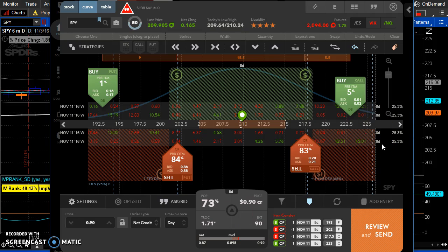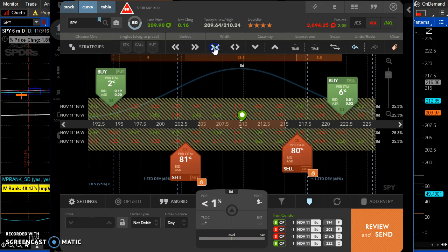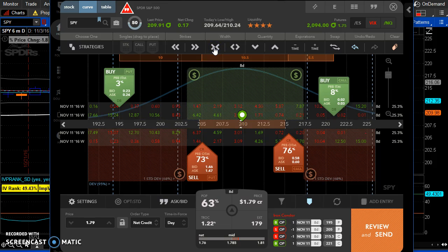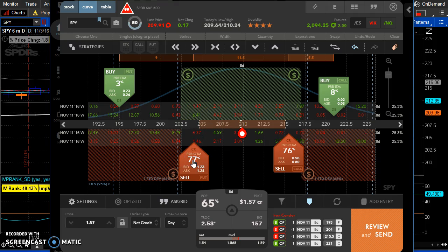So if you want to make a play like that, you can. You want to be more aggressive, move in the strikes to here just by doing this. Oh, like that. And as you can see, you can collect more money. There you go. Let it wait. All right. Just stay right outside this shaded area and you'll be all right.